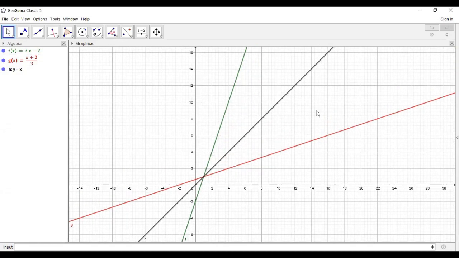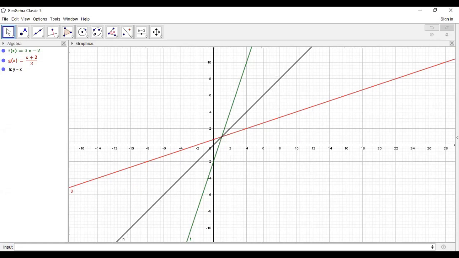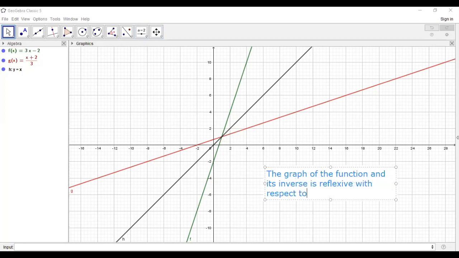Ano yung mapapansin nyo class sa graph with respect to itong black line, itong y is equal to x? Mirror sila, sir. Okay, very good. That is actually our point. The graph of the function and its inverse is reflexive with respect to x is equal to y. Ano ibig sabihin yan? Yung graph natin is parang mini-mirror niya with respect to our x is equal to y. So yung black po na yan is actually the line of our reflexivity. Okay? So any graph, kapag siya ay inverse, magmi-mirror siya.